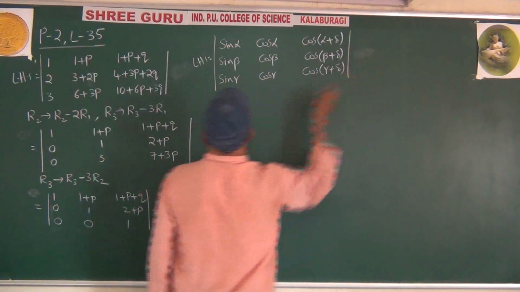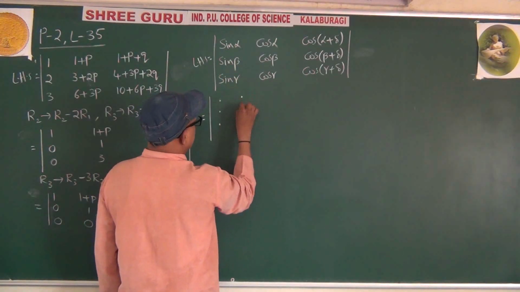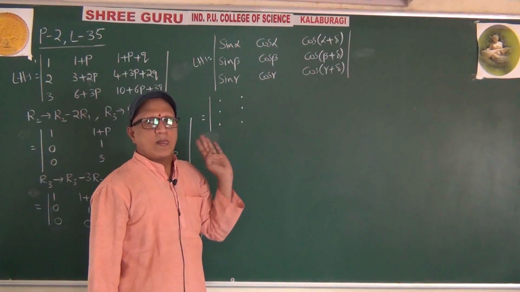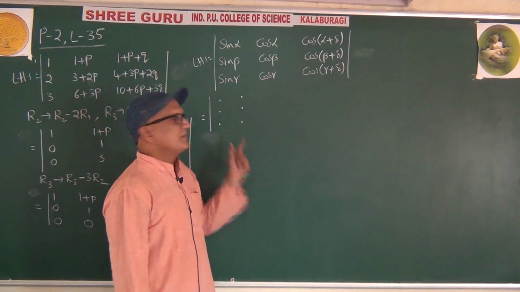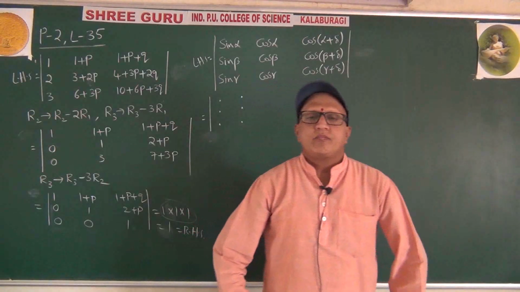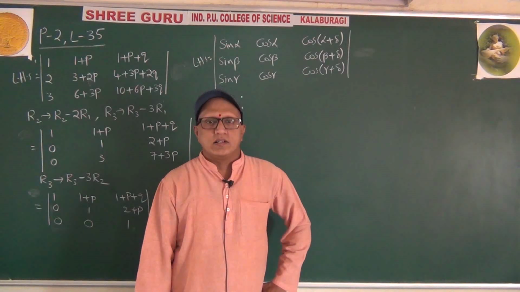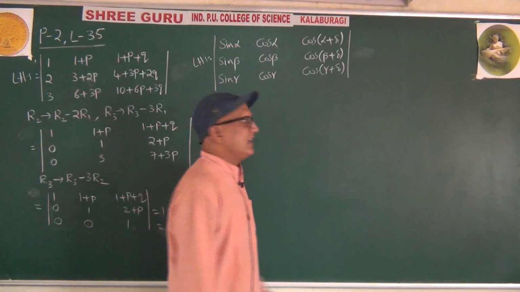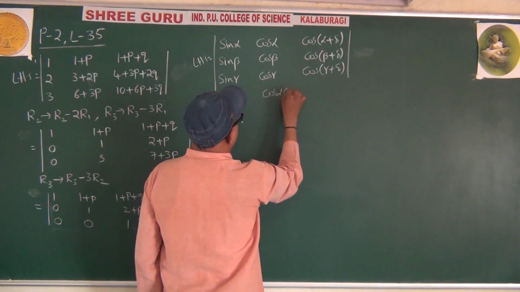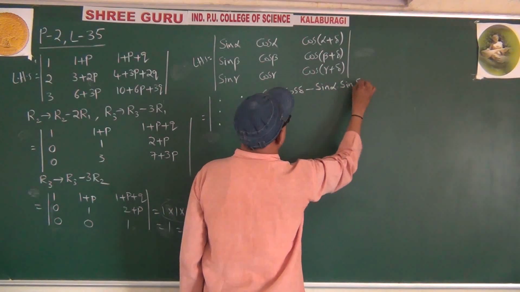Okay, so equal to 0, LHS equals to, first column as it is, second column as it is. In the exam, if this question is given, you don't write like this. Space is not sufficient, that's why I have written like this. This one, cos of A plus B formula: cos A cos B minus sin A sin B.